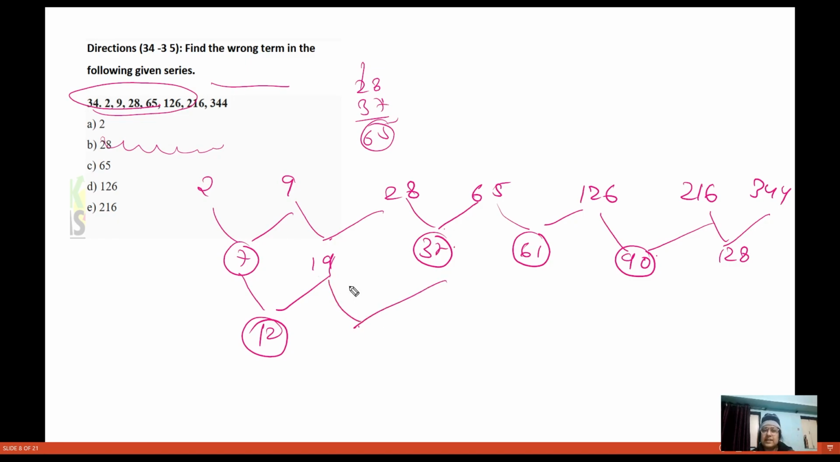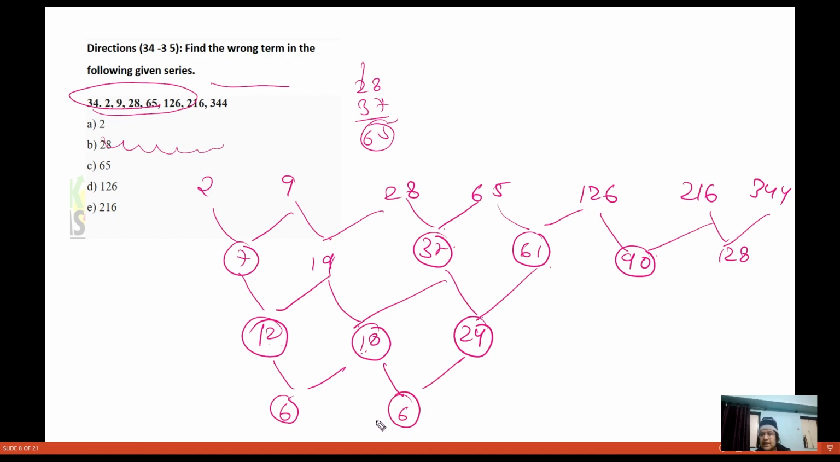The difference between this is obviously 18. You can see that. And the difference between both of these is going to be 24. So between 12 and 18, the difference is 6. Between 18 and 24, the difference is 6. So now you understand that the difference is going to be 6.